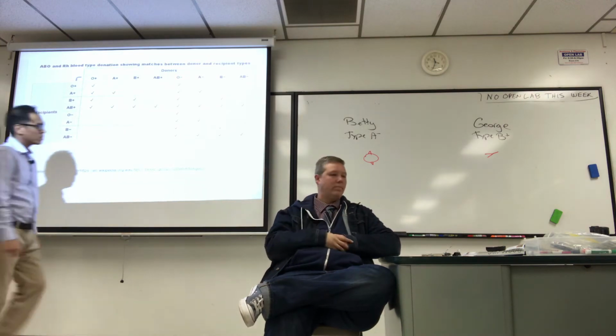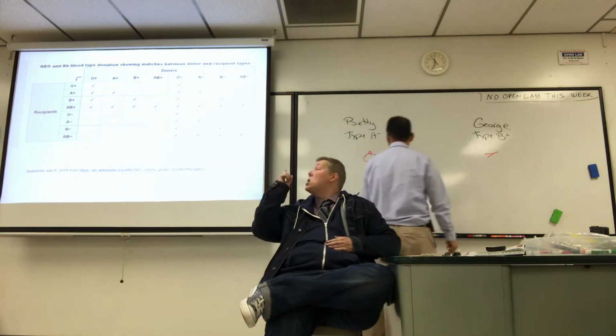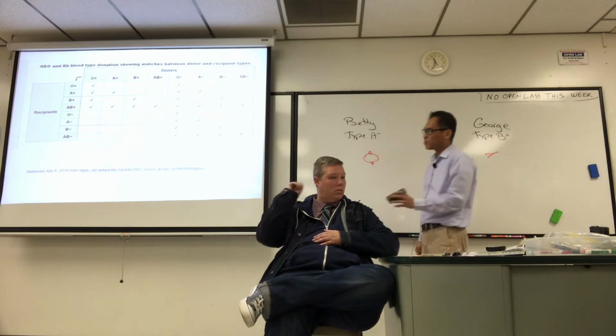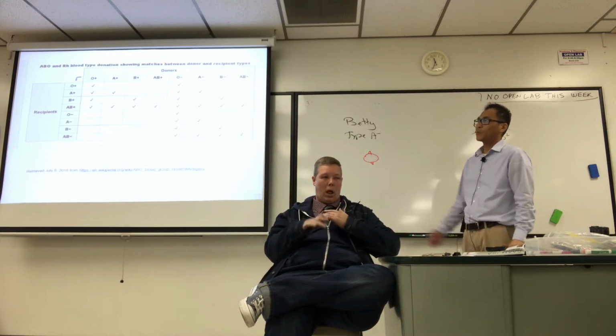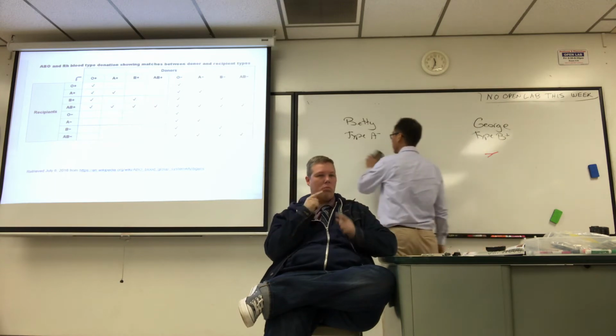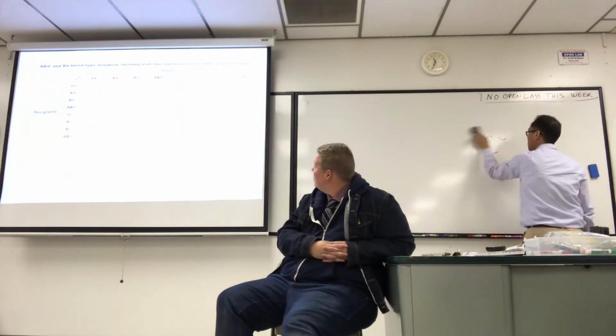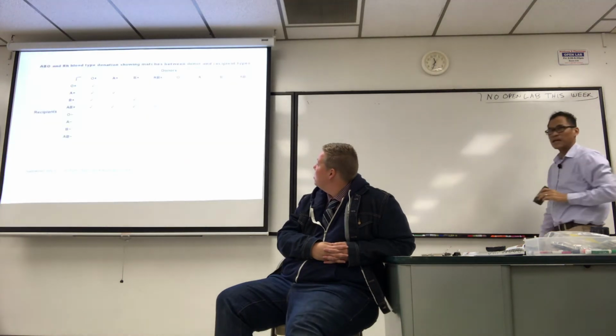Look at this table. Let's see what we can learn from this generalized table. If you look at the top, you got all the blood types. If you look at the side, you got all the blood types. And you just label donors and recipients. What can we learn from this? A check means safe to donate.